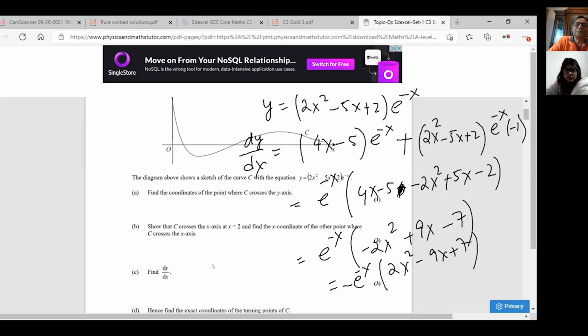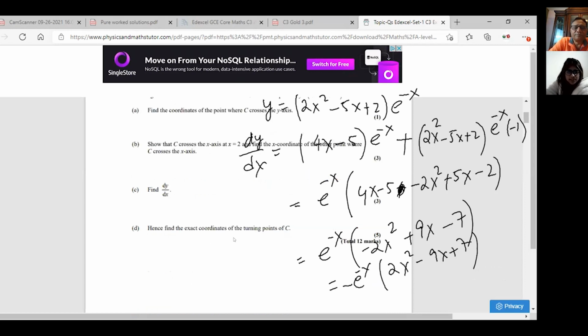Is that clear to you? Yeah. What is the next part? Okay. So part D is: hence find the exact coordinates of the turning points of C. Turning point means derivative is 0, correct? So we just need to make that equal to 0. The turning point is where dy/dx equals 0.